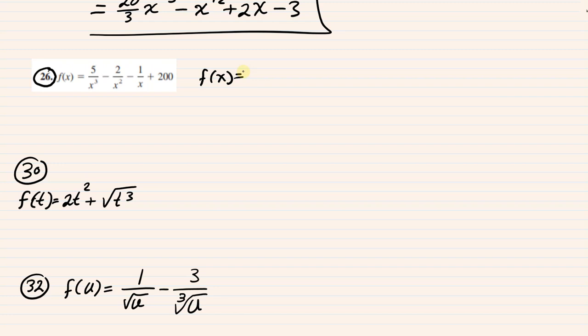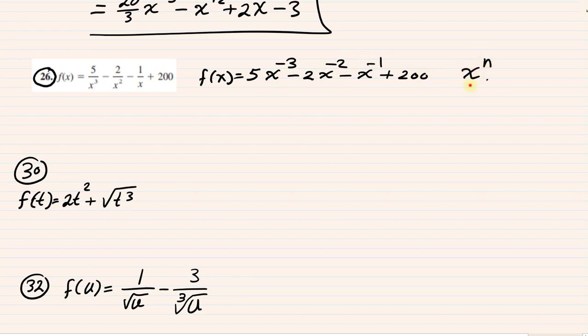Okay, so the first one is 5 over x cubed. That's 5x to the negative 3 power. Negative 2 over x squared becomes x to the negative 2. Negative 1 over x becomes x to the negative 1. And of course, the constant is there. Okay. Now notice we have individual terms that are in this form of x to the n. Now we can proceed with the derivative. So that's going to be 5 times, for x to the negative 3, bring negative 3 in front of the x and then subtract 1 from the exponent.